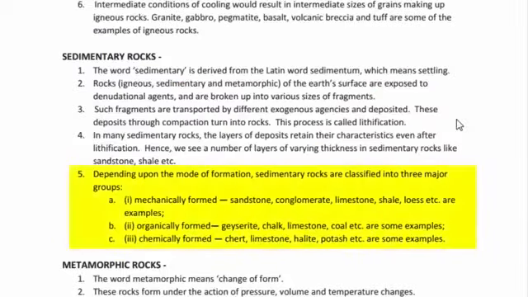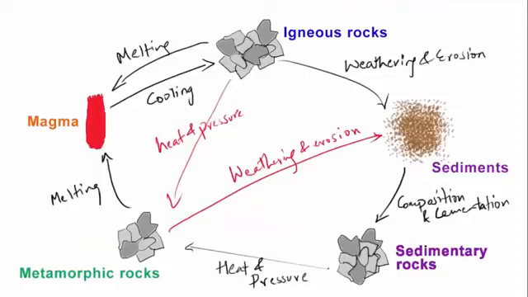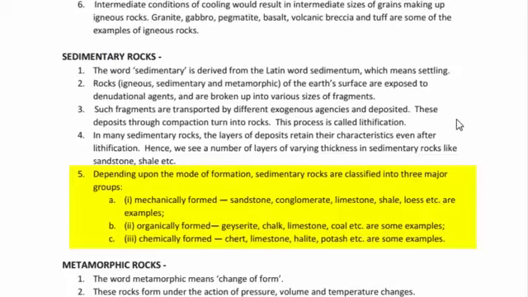Now depending upon the mode of formation, sedimentary rocks are classified into three major groups. The first one is mechanically formed. When we say mechanical, that means it follows a natural pattern. How rocks weather down, then becomes tiny soil debris, which later on with accumulation and compaction becomes a rock again. So this is a natural cycle, also known as mechanical cycle.